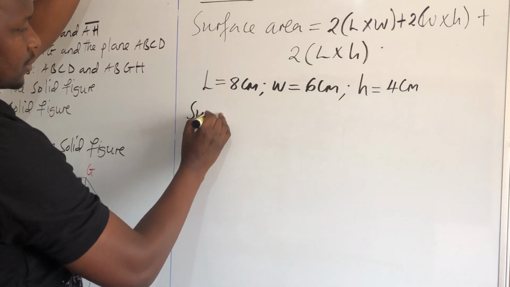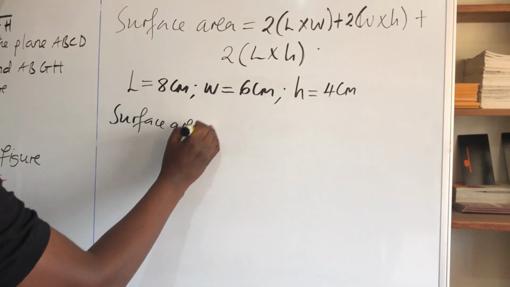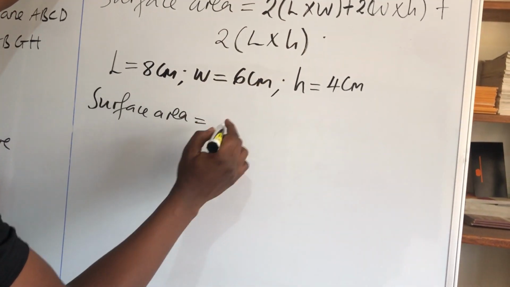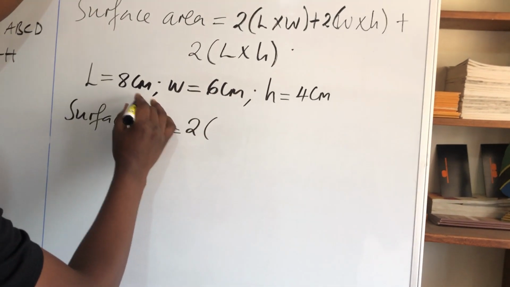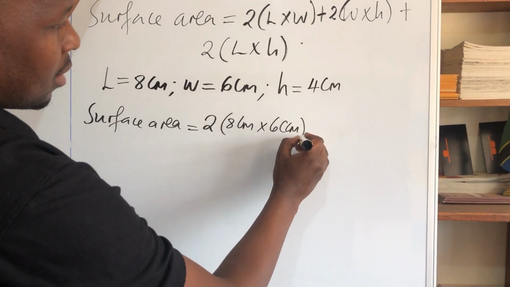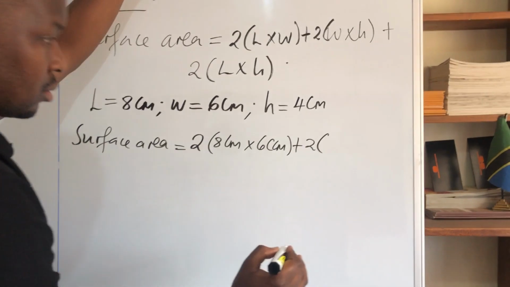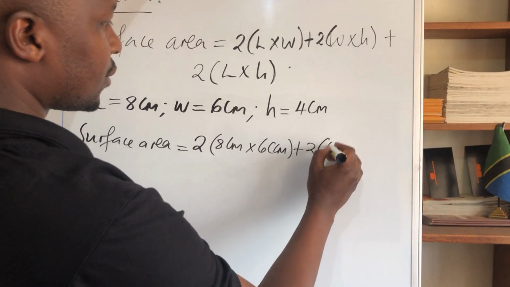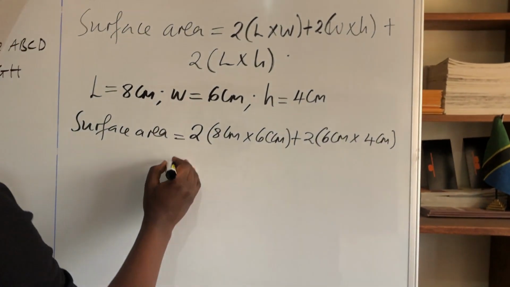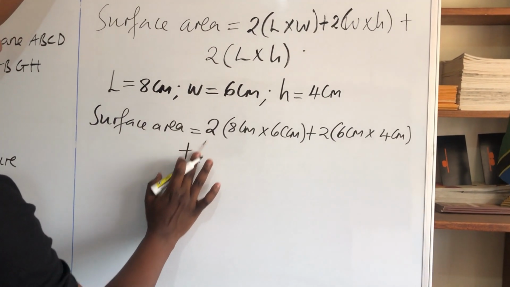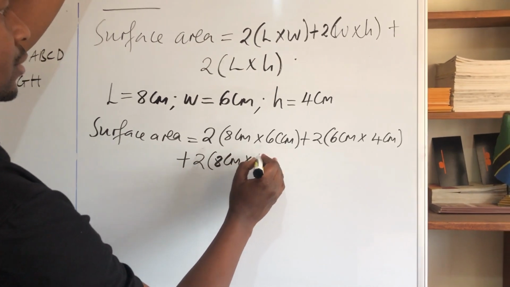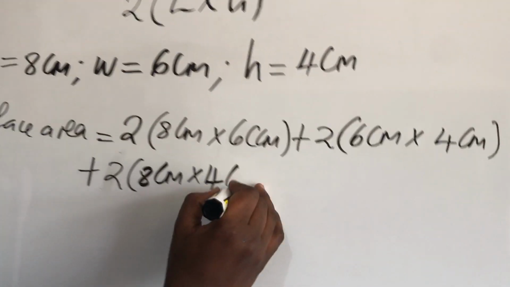So now the surface area equals to, now we plug all this information into the formula. So it is 2 brackets, our length is 8 centimeters, we times the width, which is 6 centimeters, brackets we plus 2, we go for the other pair, that is width 6 centimeters times the height, which is 4 centimeters. Now plus 2 brackets, our length is 8 centimeters times the height, which is 4 centimeters.